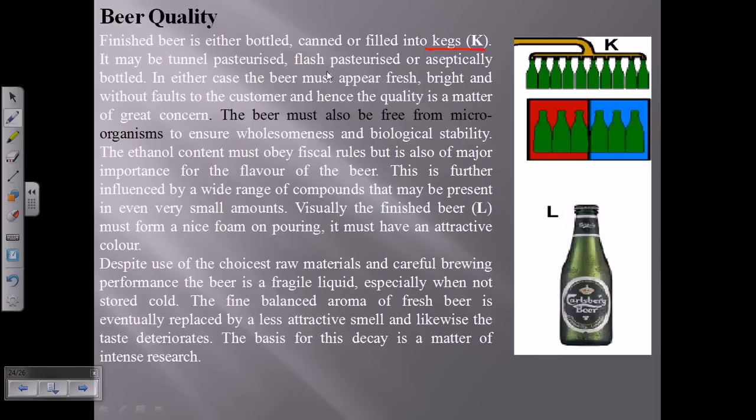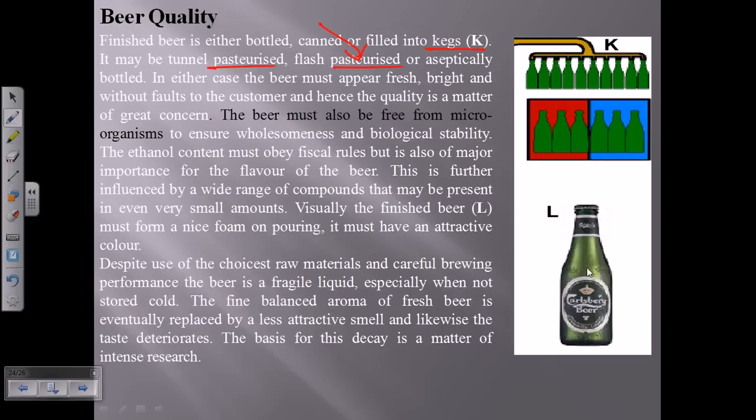For that reason, we need to go through a pasteurization, either tunnel pasteurization or flash pasteurization. If it is a keg, we go through flash pasteurization, but if it is a bottle, then we go through tunnel pasteurization. After this pasteurization, we make sure that the beer is free of any harmful microorganisms. It contains the pure quality substances, the aromatic compounds, and everything which is required, right?